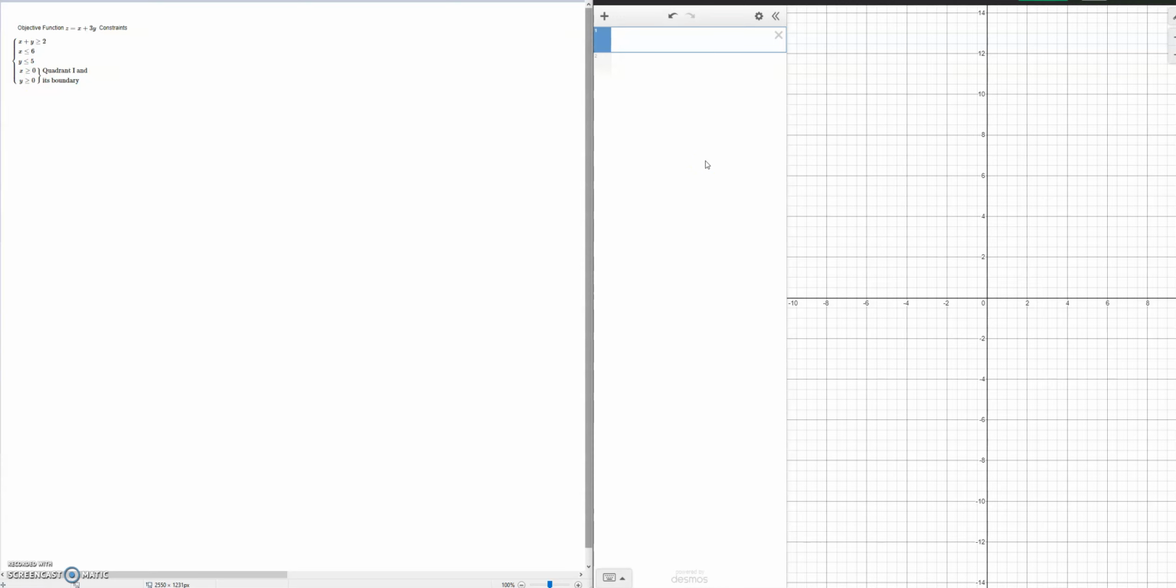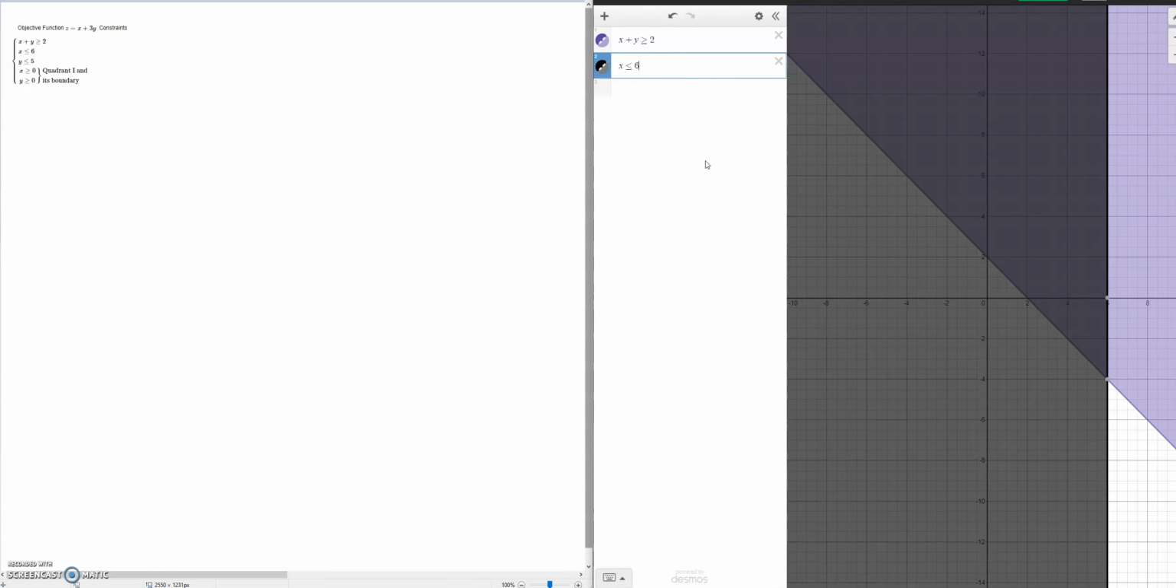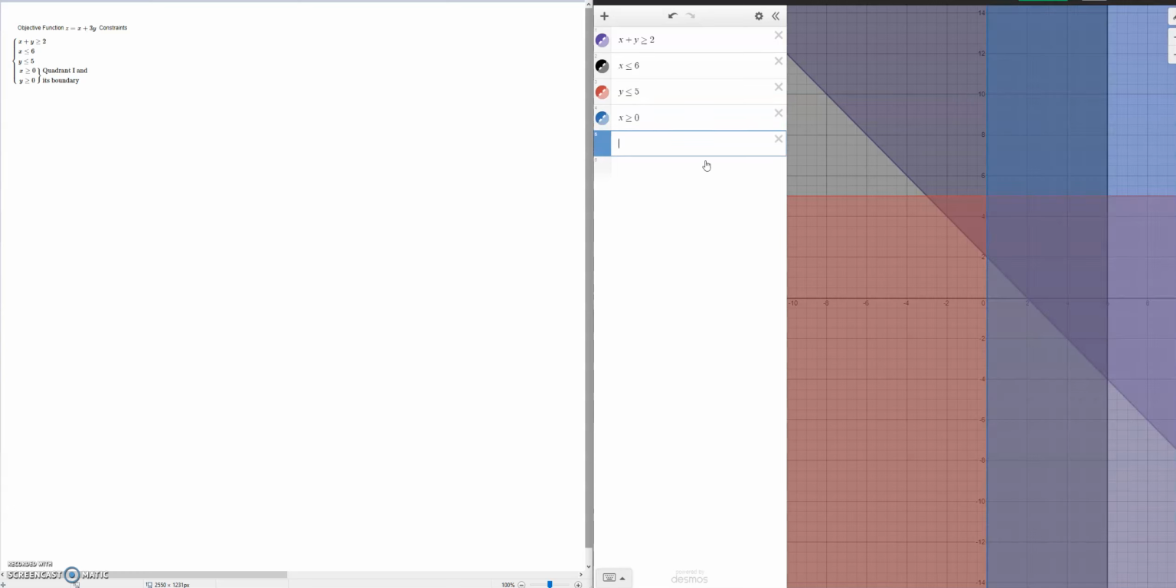So let's take a look here. I'm just going to go ahead and start graphing these. X plus y is greater than or equal to 2. X is less than or equal to 6. Y is less than or equal to 5. X is greater than or equal to 0. Y is greater than or equal to 0. Okay.